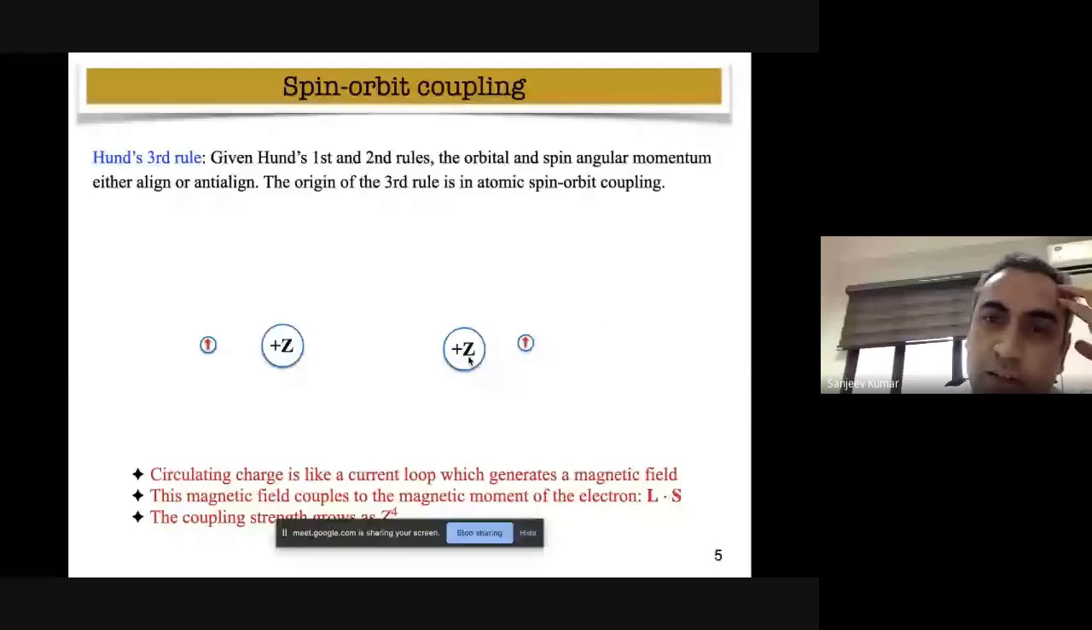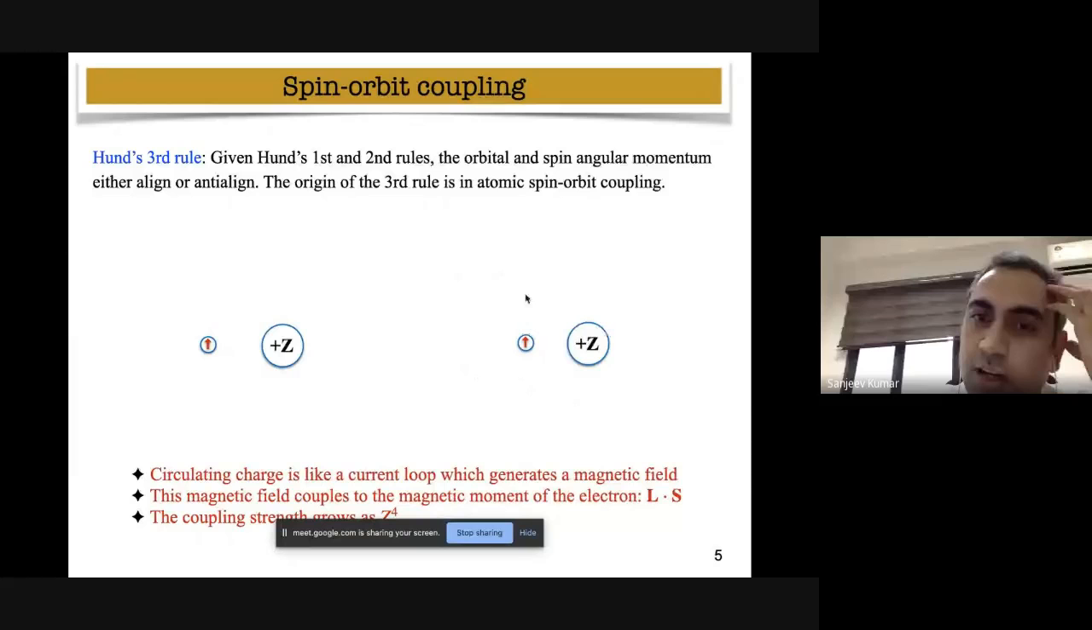So if you sit in the reference frame of the electron, then, while the electron is revolving in the lab frame, in the reference frame of the electron it is the nucleus that is revolving around the electron. Now, this revolution of the positive charge around an electron is essentially, you can think of it like a current loop. Roughly speaking, this is a current loop going around the electron. And current loops, we know, generate magnetic fields. So this current loop generates a magnetic field, and that magnetic field basically couples to the magnetic moment of the electron. This is the origin of the so-called L dot S coupling.